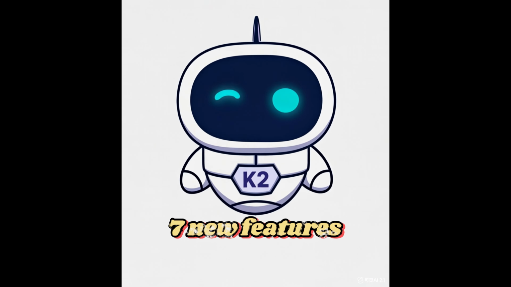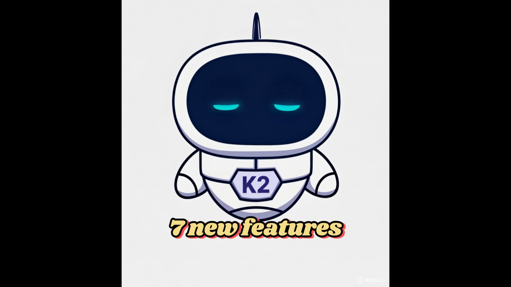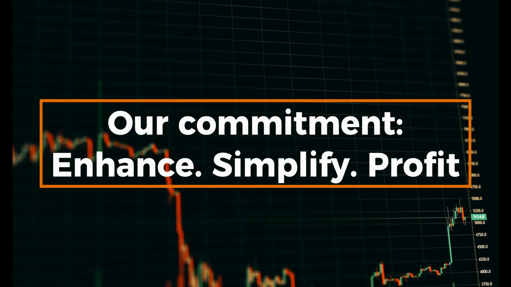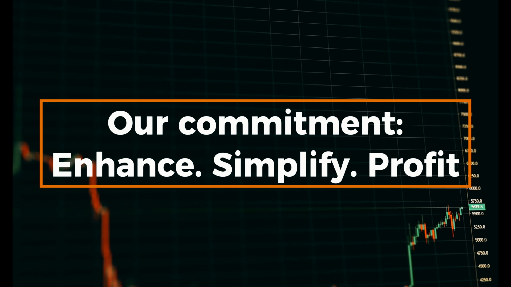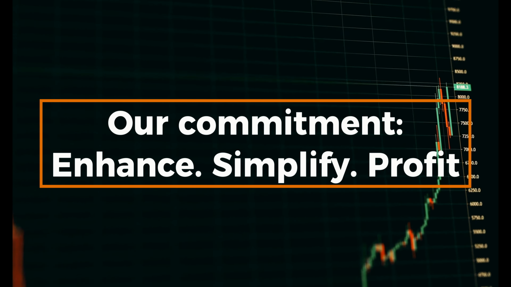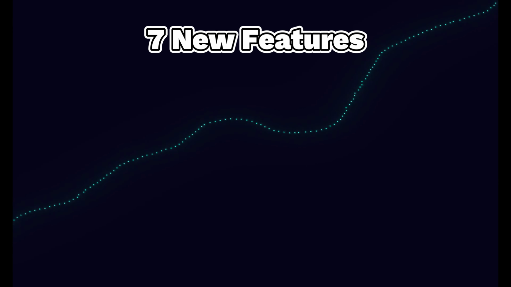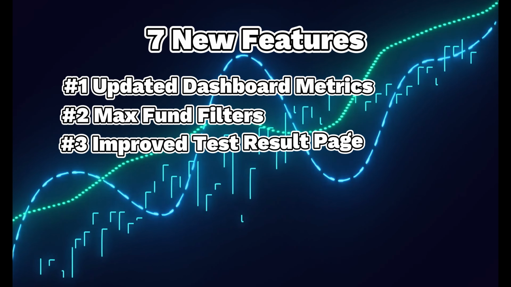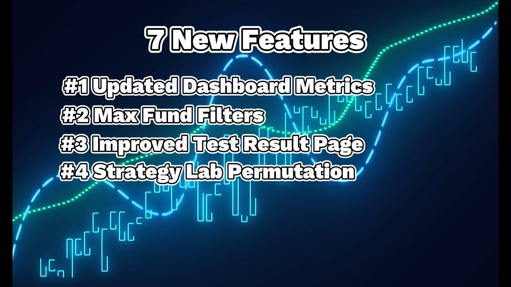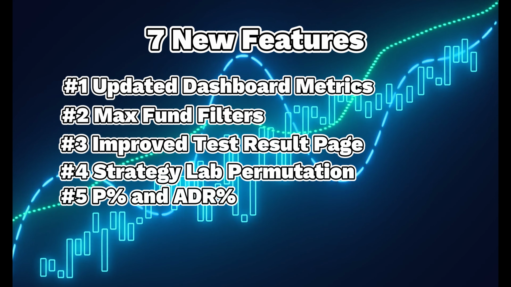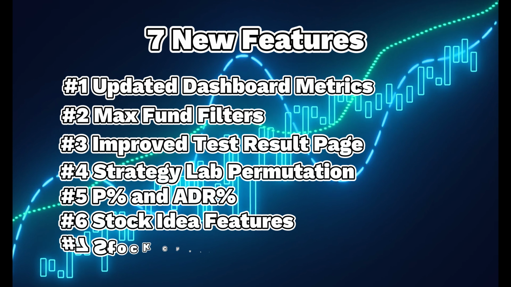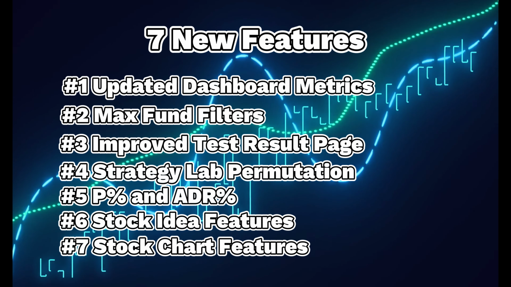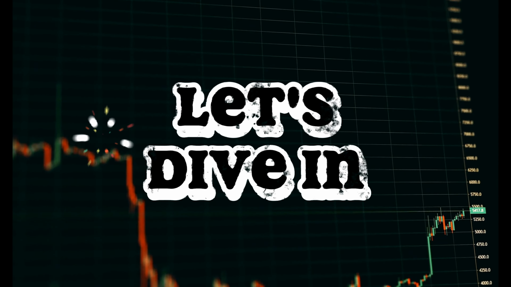We have introduced 7 exciting new features designed to give you more control, better strategy tools, and smarter automation. Our commitment is to continually enhance the platform so it becomes your most reliable, profitable companion on your trading journey. The 7 new features are updated dashboard metrics, maximum fund filter, improved test result page, strategy lab permutation, P percentage and ADR percentage, stock idea features, and chart features. Experience these upgrades today because your success is our mission. Let's dive in.